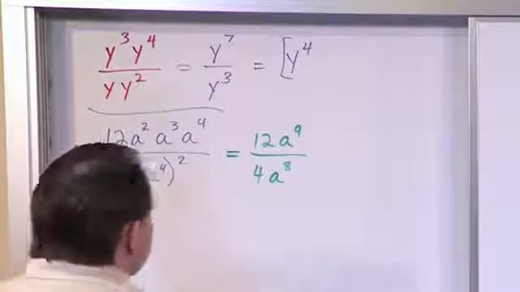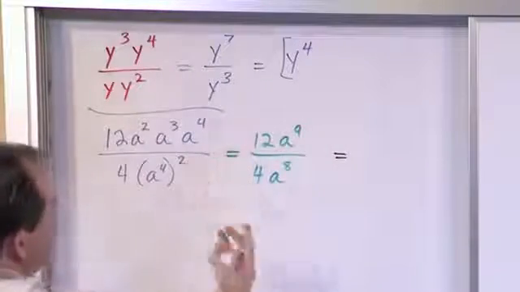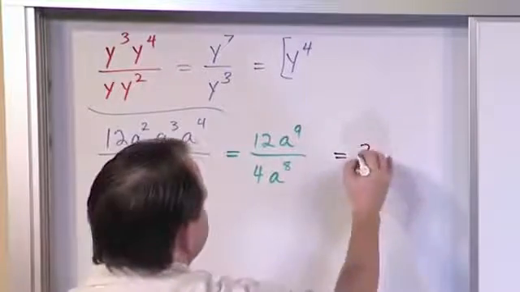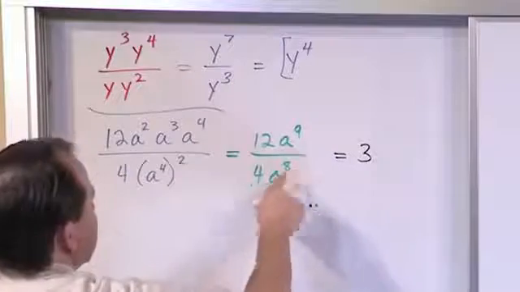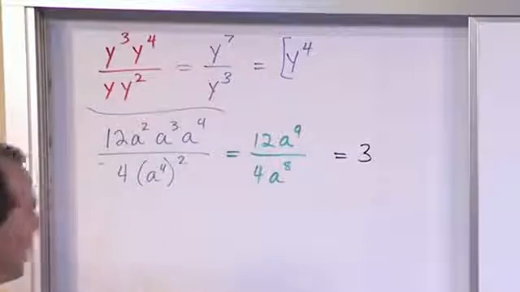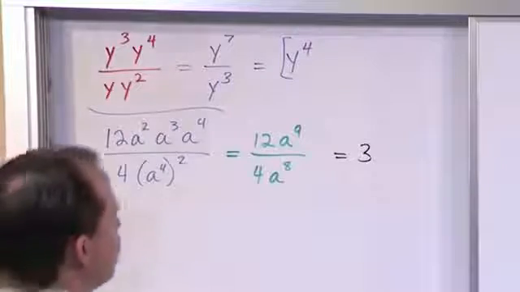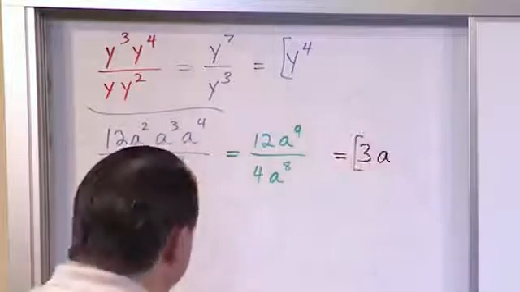Now for a final answer, we have 12 divided by 4. We know that's going to be 3, right? And then we have an a to the 8th and an a to the 9th. So we can subtract them. 9 minus 8 is going to give us 1, a to the first power. So you don't even really need to write anything. So that's the answer, 3a.